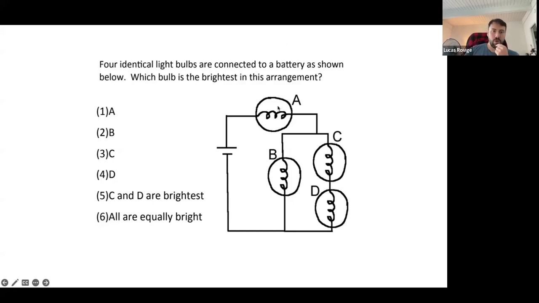We have those four identical light bulbs connected to this battery in a relatively complex manner. Which bulb will be the brightest in that case?